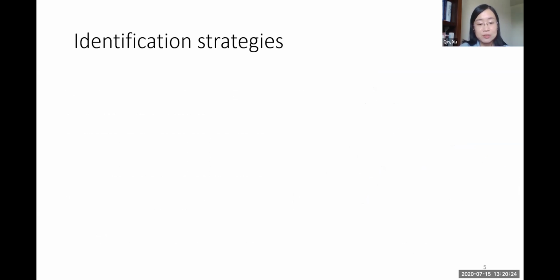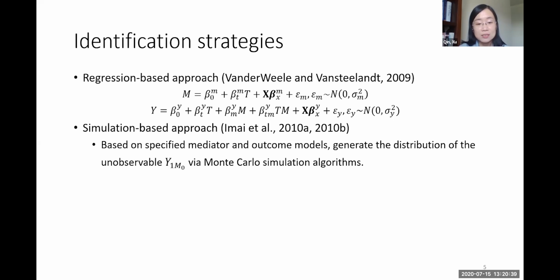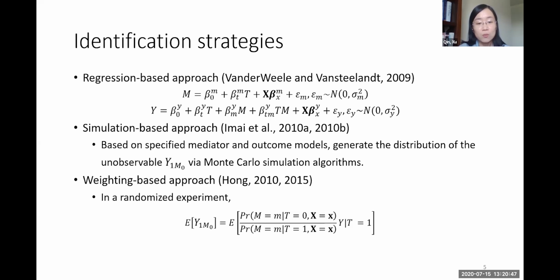Under the identification assumptions, different strategies have been proposed to identify the effects. A regression-based approach involves a mediator model and an outcome model, which adjust for the pre-treatment confounders and take into account a possible interaction between the treatment and mediator. A simulation-based approach generates the distribution of the unobservable Y1M0, as Trang defined, via Monte Carlo simulations. A weighting-based approach uses a weight to transform the distribution of the mediator in the treated group to resemble that in the control group within levels of pre-treatment confounders. Such transformation enables us to relate the unobservable Y1M0 to the observed outcome in the treated group.